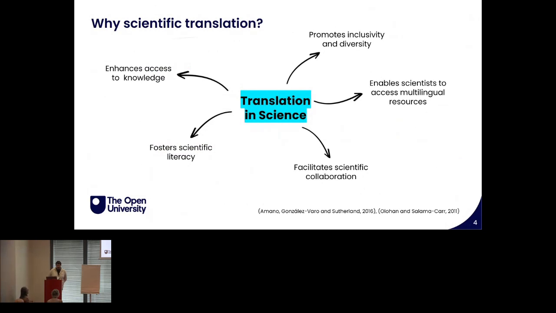So scientific translation can enhance access to knowledge, promotes inclusivity and diversity, enables scientists to access multilingual resources, facilitates scientific collaboration, as I mentioned, but also fosters scientific literacy. So very, very important concepts that also was highlighted by Alex's presentation.